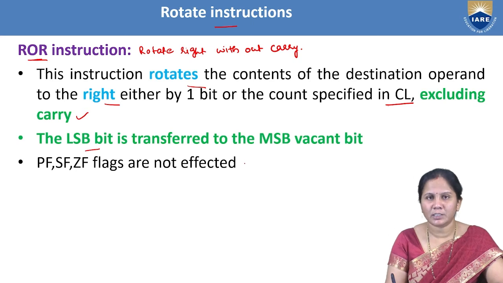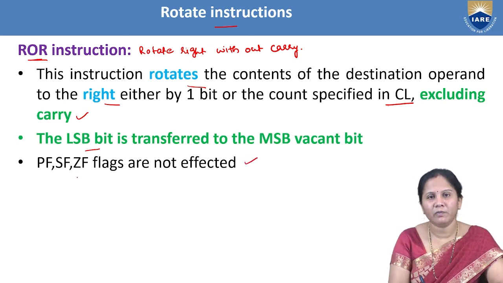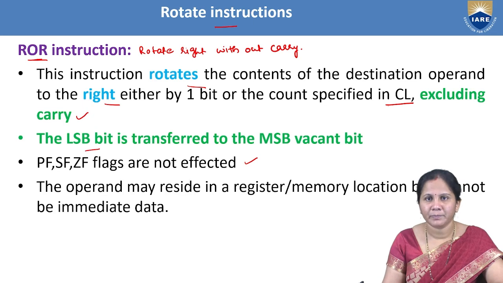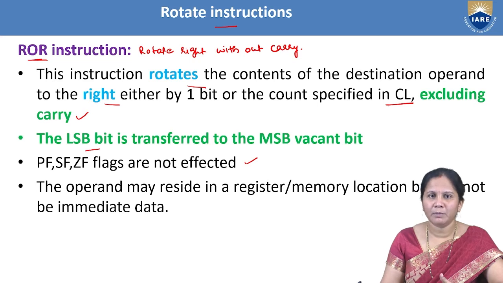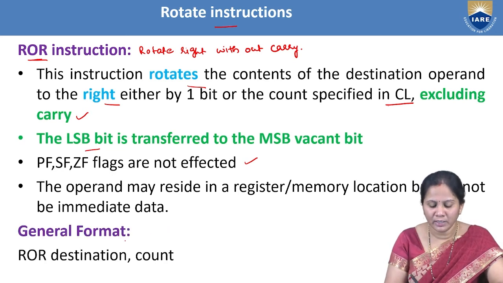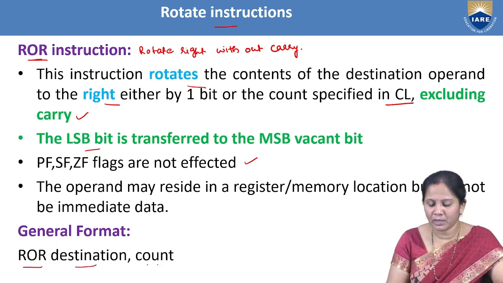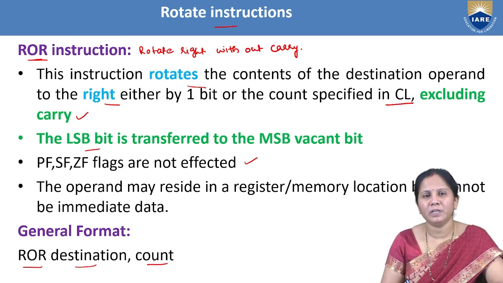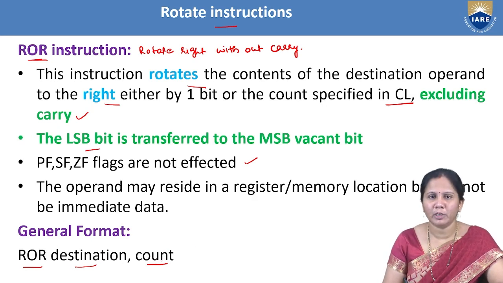When this instruction is executed, the flags like parity flag, sign flag and zero flag will get affected. In this case also, the operand we specify can be either register or memory location, but cannot be any immediate data. The general format of ROR instruction is ROR, that is rotate right without carry, destination, comma, count. In place of destination, we can have either register or memory location. In place of count, we indicate how many times the rotate operation should be performed with the help of CL register.